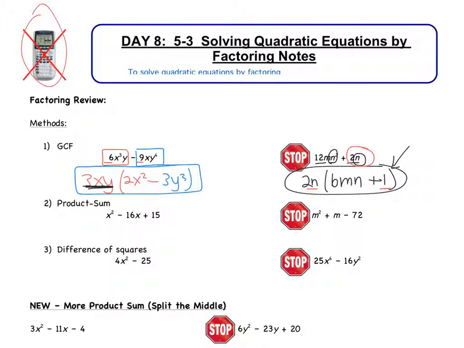Okay, product sum. Remember for product sum that you are looking for 2 numbers whose product is the last term and whose sum is the middle term. So in this case, 2 numbers that multiply to 15 and add to be negative 16. You can probably figure out that that's x minus 15 and x minus 1. Negative 15 and negative 1 are going to multiply to positive 15 and add to negative 16.